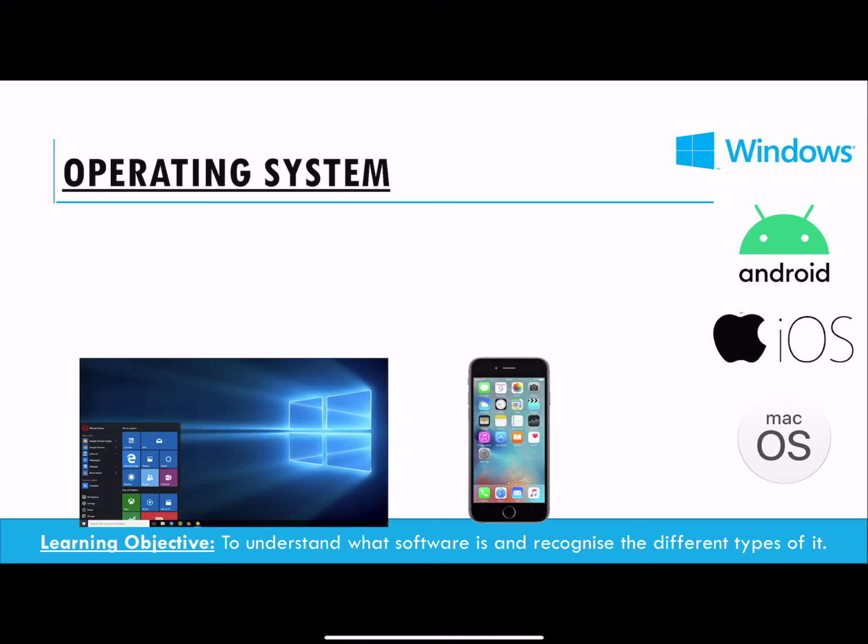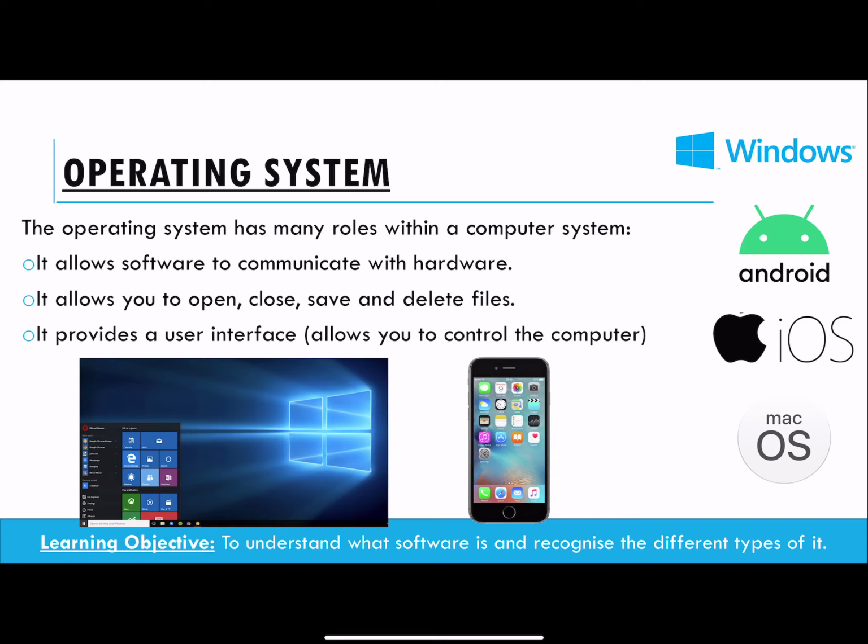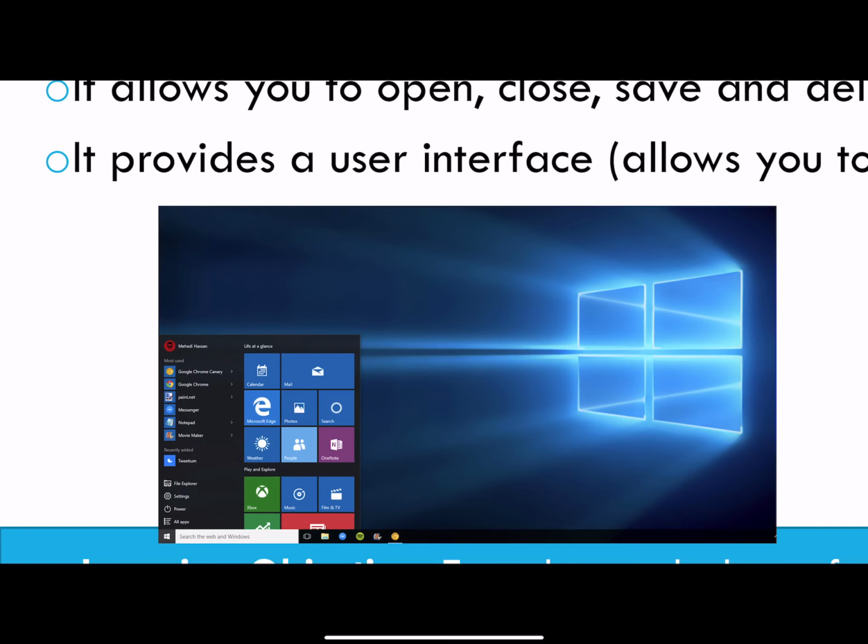Now, you may not be familiar with the term operating system, but you use one all the time you use a computer. It has many different roles. For example, it allows your software to communicate with hardware. It allows you to open, close, save, and generally manage your files on your computer, as well as providing a user interface so you can actually control the computer. But let's look at one of these operating systems so we can see what we're talking about.